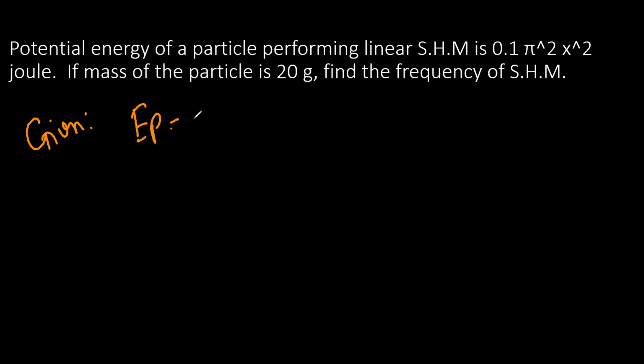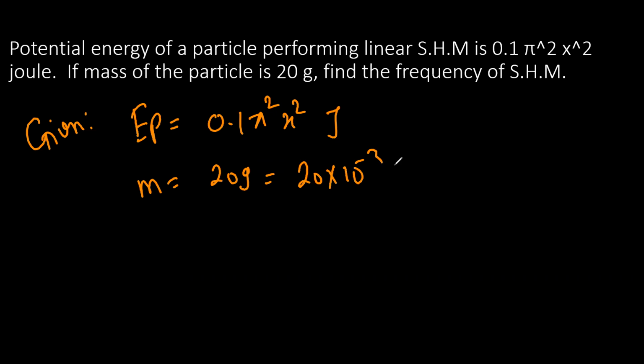Potential energy is given. That is 0.1 pi square x square joule, and the mass is given, that is 20 gram. So we need to convert it to kilogram. So 20 into 10 raised to minus 3 kilogram. And what we need to find? We need to find the frequency. Okay, let's go for the solution.